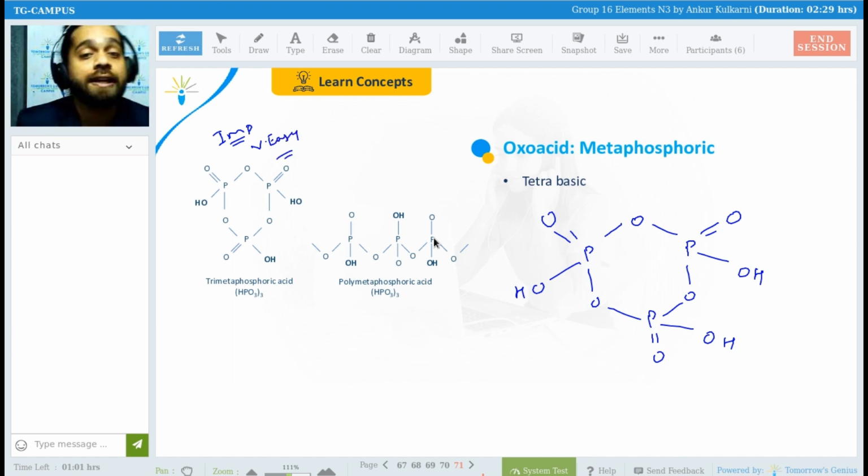If we further polymerize it to (HPO3)n, it becomes an open chain structure like this. But you remember the ring, that is fine. Your metaphosphoric acid.